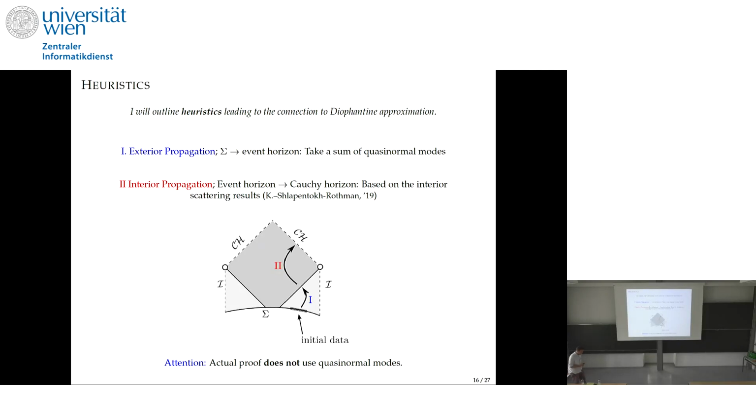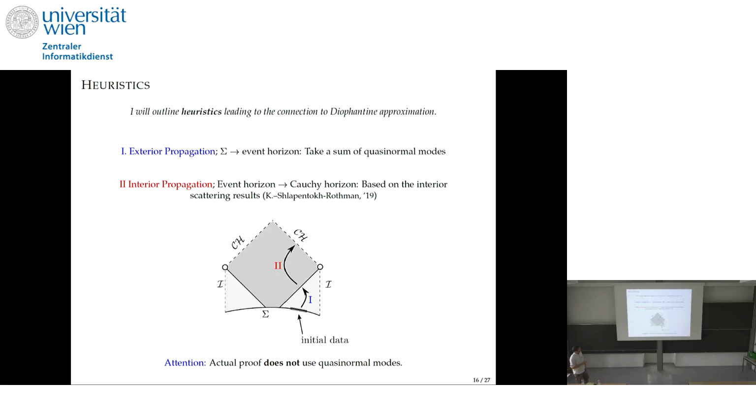So I will now outline heuristics, which lead to the connection to that. And I should also stress here, because I think I haven't stressed this in previous talks, that the actual proof does not go along the heuristics. In fact, there's a nice heuristic which gives you the connection, and then the proof, unfortunately, does not go via the heuristic argument. I will also comment on that.